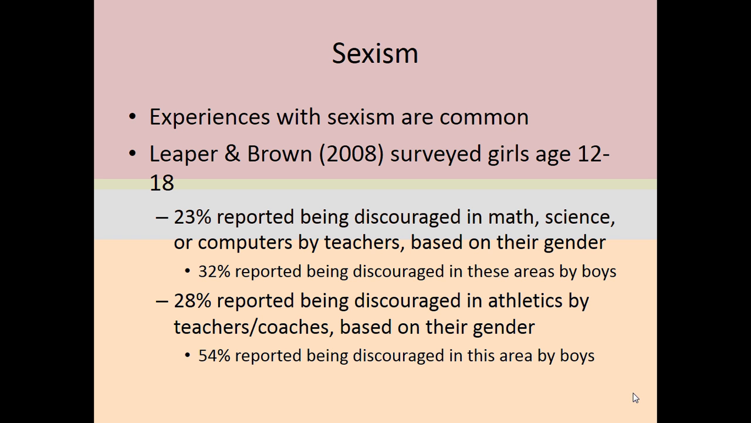Now, sexism is very common. When they surveyed 12 to 18-year-old girls and women, they found that 23% stated they were discouraged in math, science, or computers by teachers just because they were females, and 32% said they were discouraged by male students. 28% reported being discouraged in athletics by their teachers and coaches, and 54% said they were discouraged by male peers. So you can see that it's actually pretty common to experience sexism still today, even though many people want to say that the sexes are equal and that there isn't a lot of sexism.